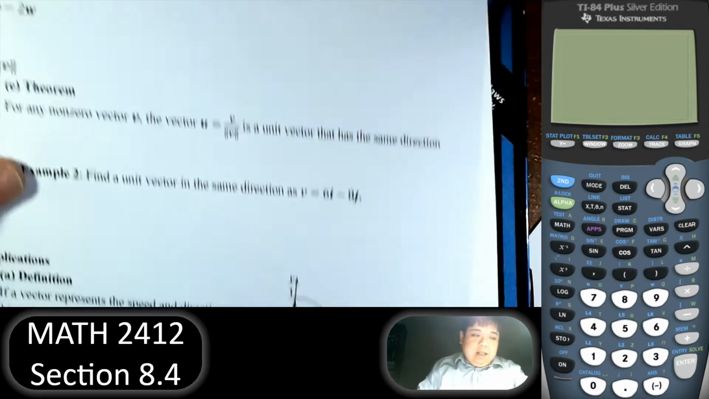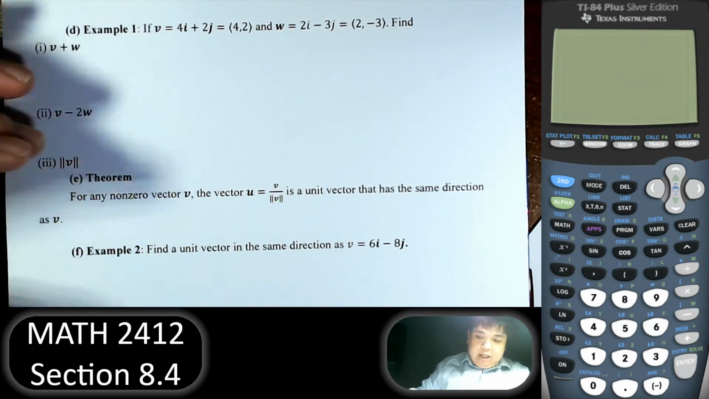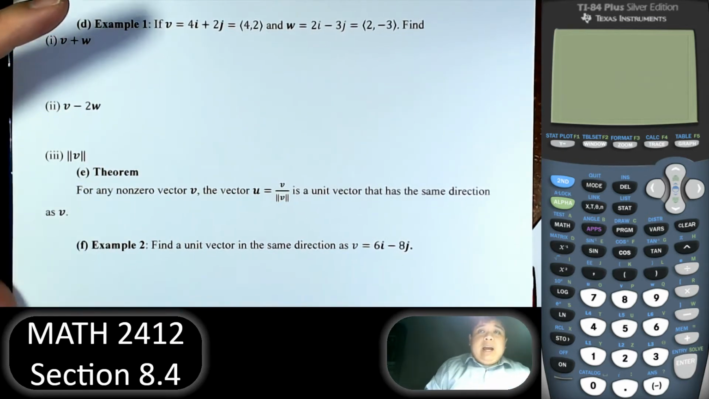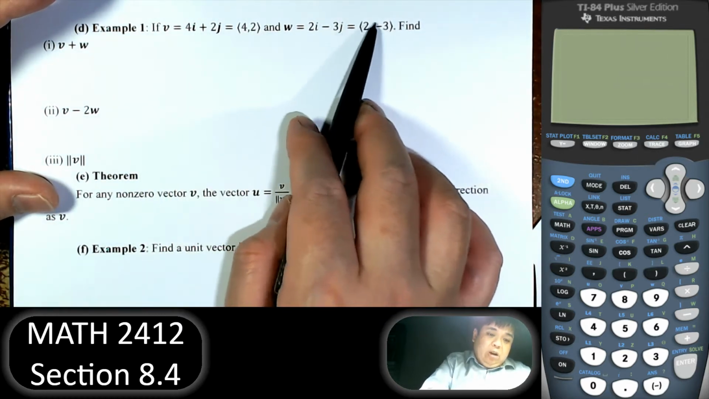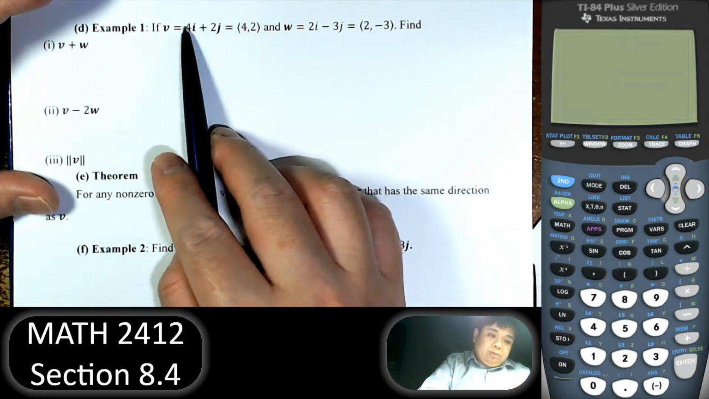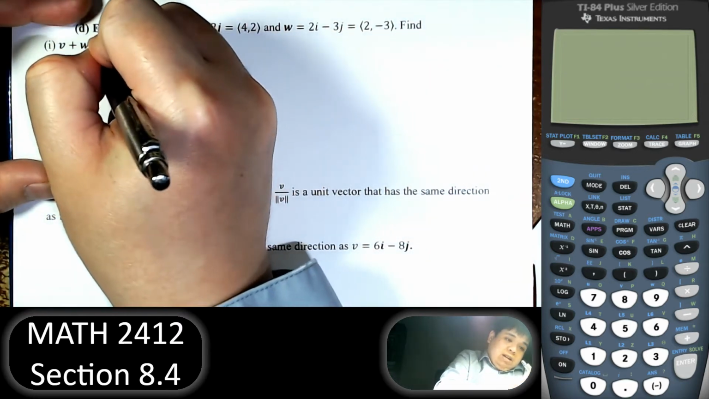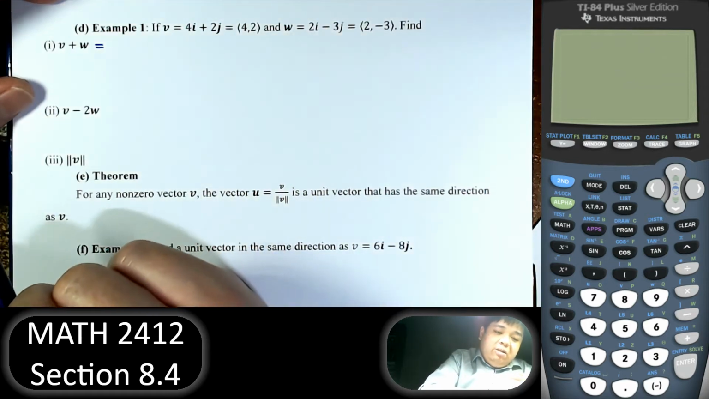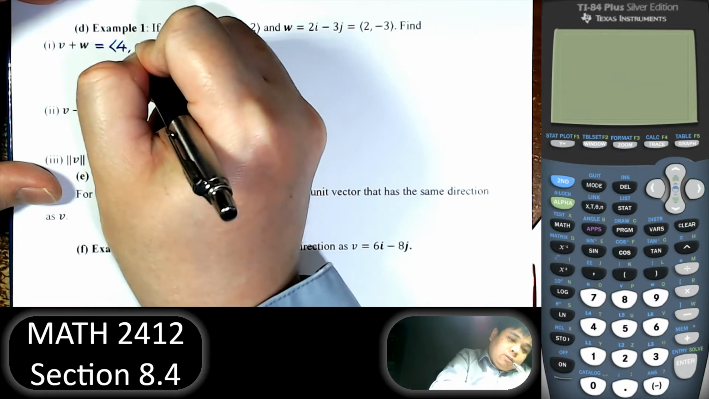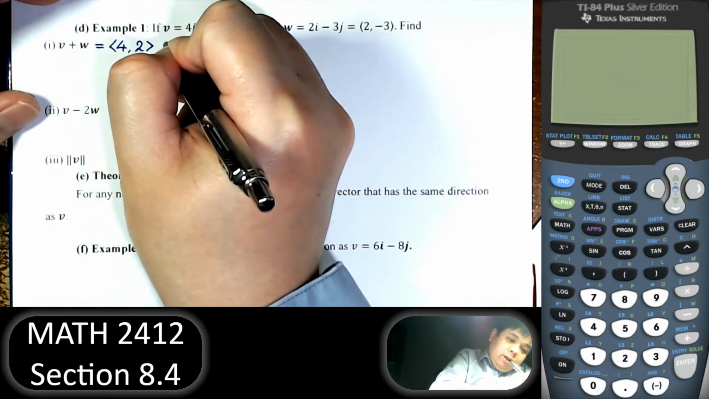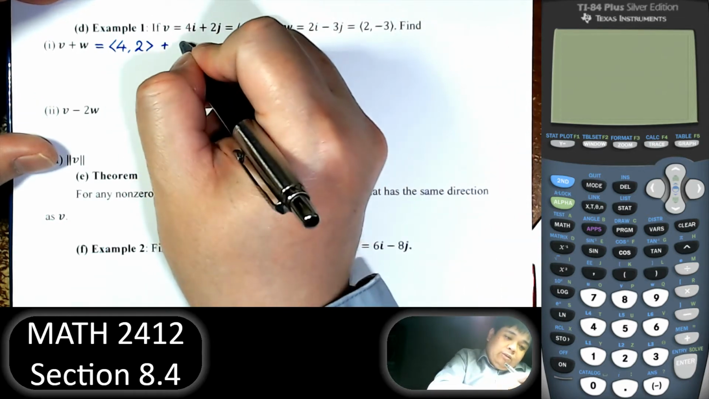Right. Now let's do this. Usually, if I have a choice, I will prefer the vector in the angular bracket notation as opposed to the i, j notation. So let's add vector v plus w. Vector v is 4 and 2, plus vector w, 2 and negative 3.